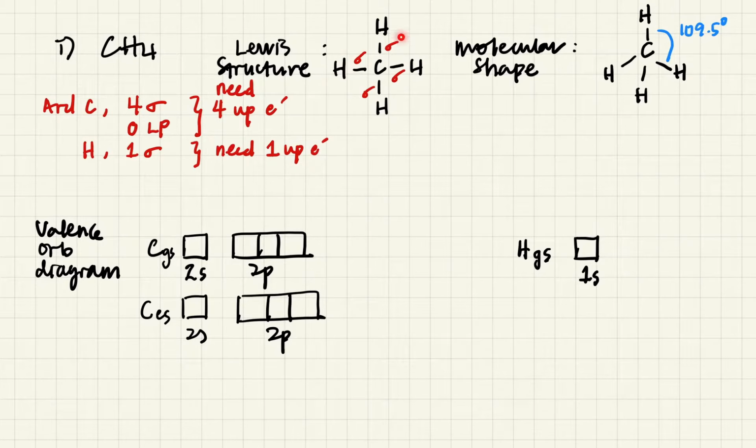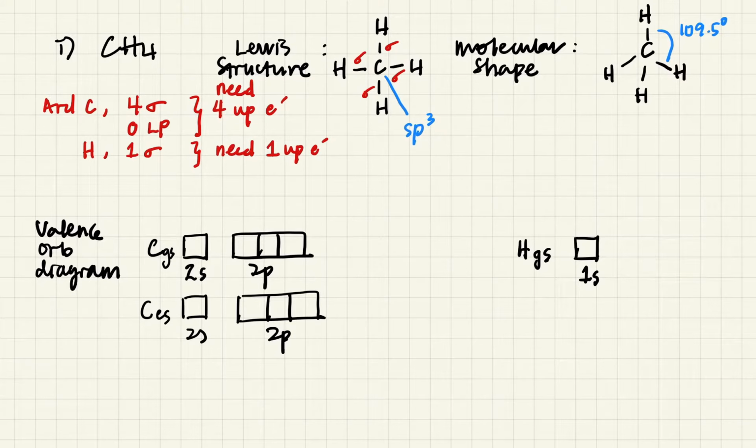So now that we've looked at what we need, 4 sigma bonds around carbon, that means your carbon will have to undergo hybridization. So what is the type of hybridization at your central atom? If 4, it will be sp3 hybrid orbitals, because when you hybridize, you will get 4 sp3 hybrid orbitals. Okay, so now we're going to look at our valence orbital diagram. We look at our valence orbital diagram to see what we have in carbon.